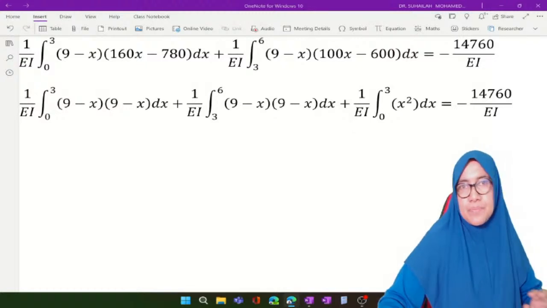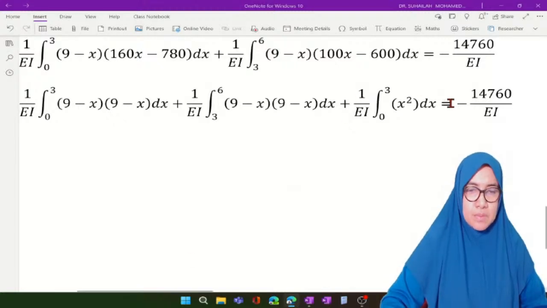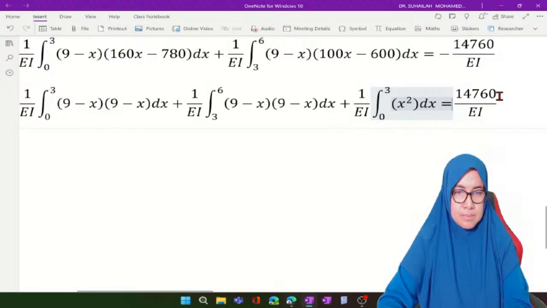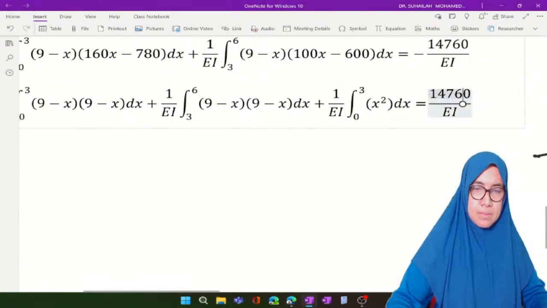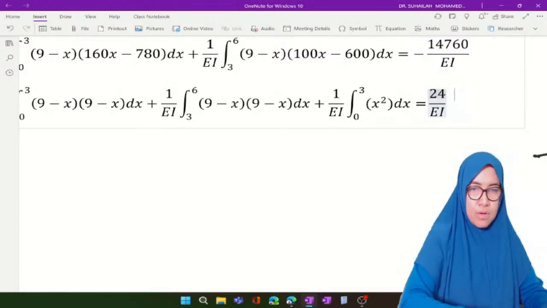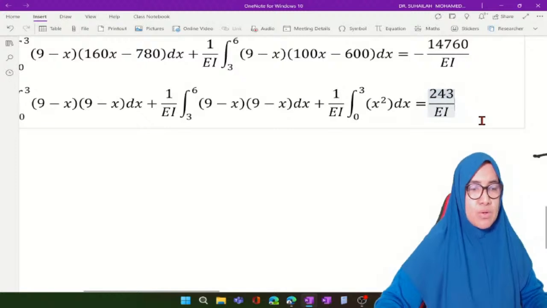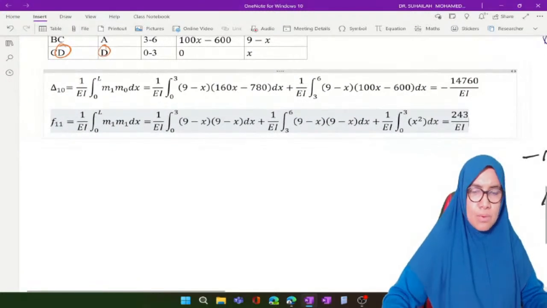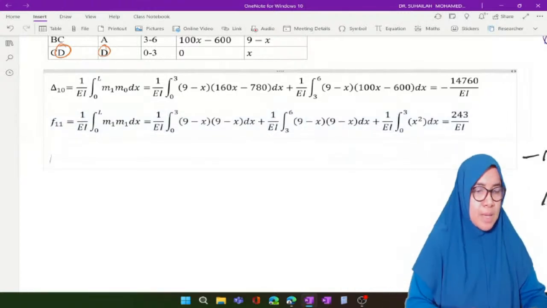243 over EI. It is positive. 243 over EI, correct. So these two are the displacements. Now we are going to substitute.